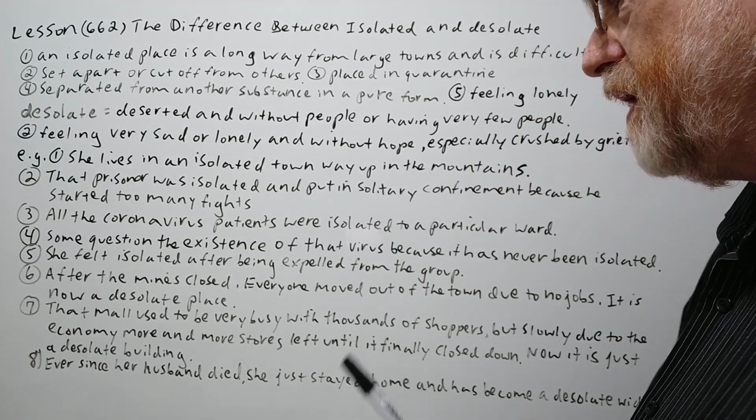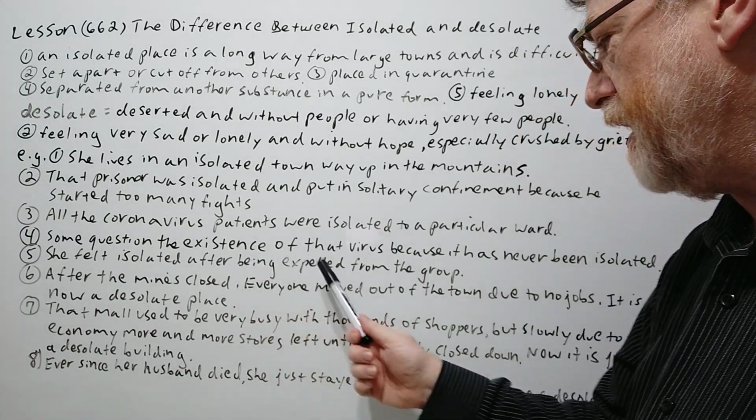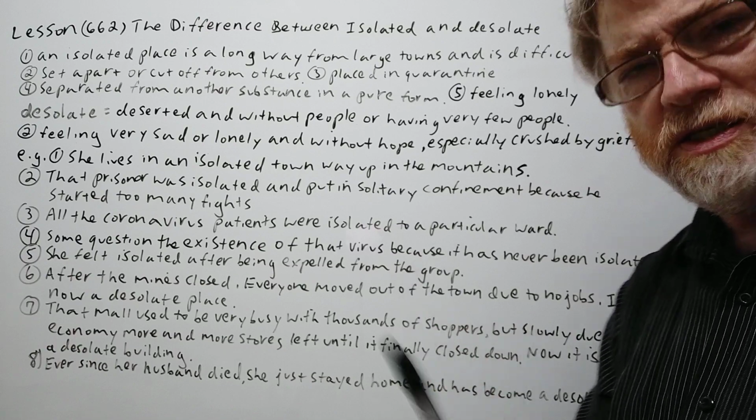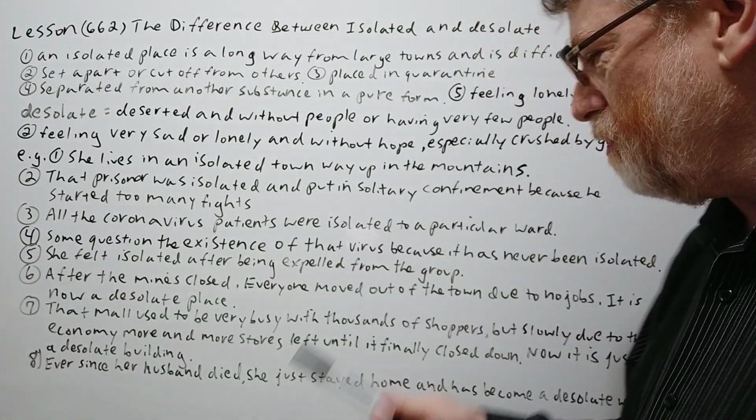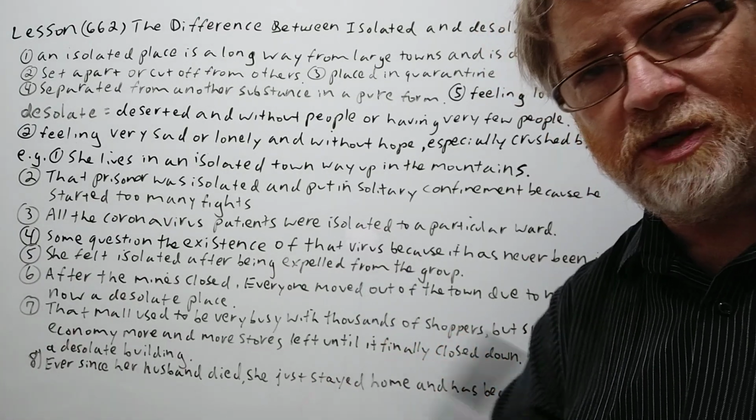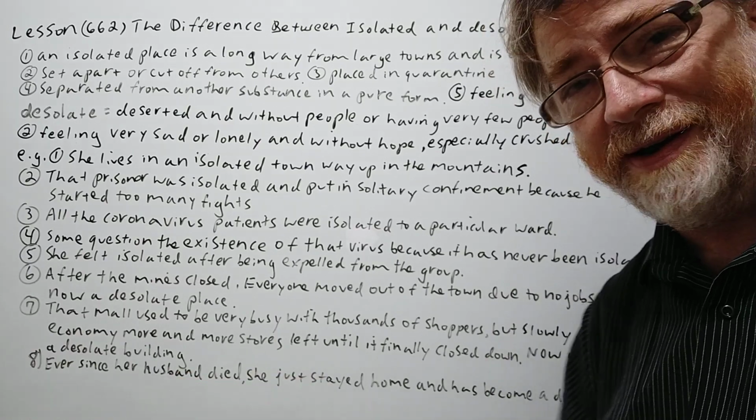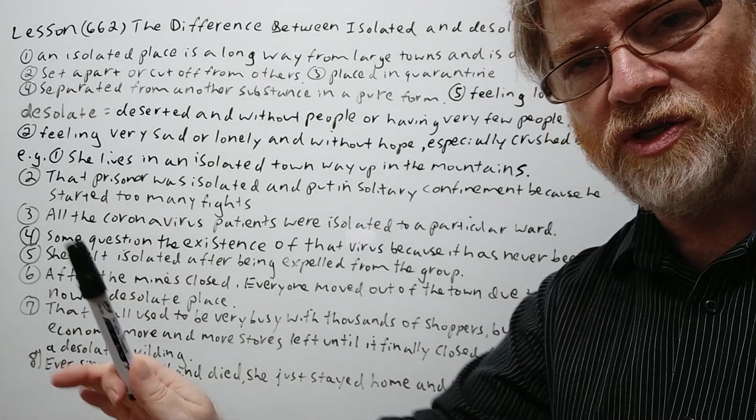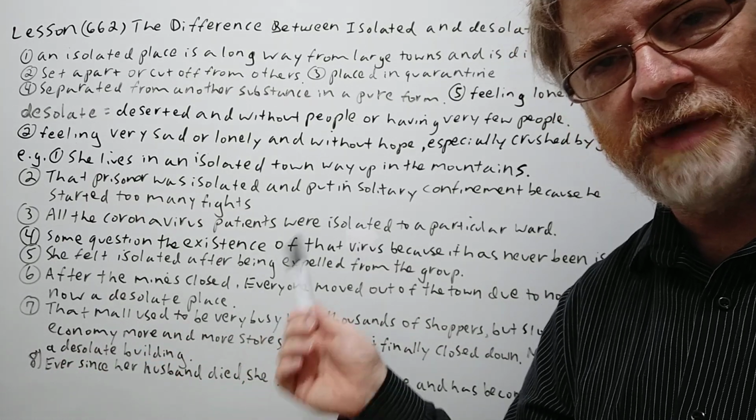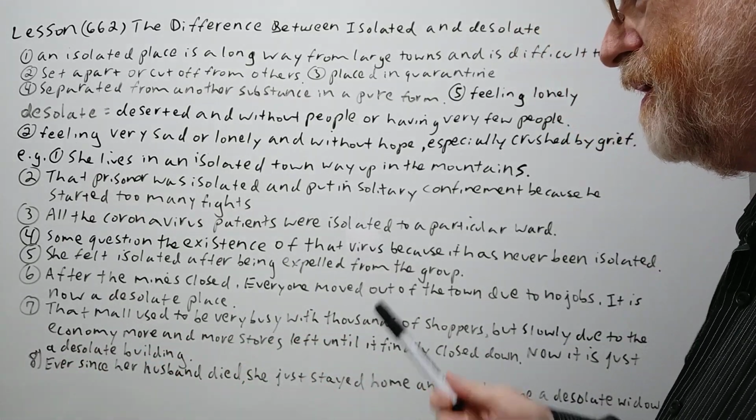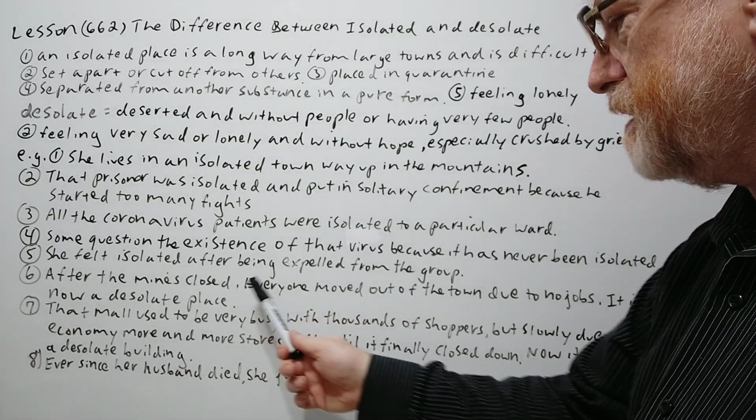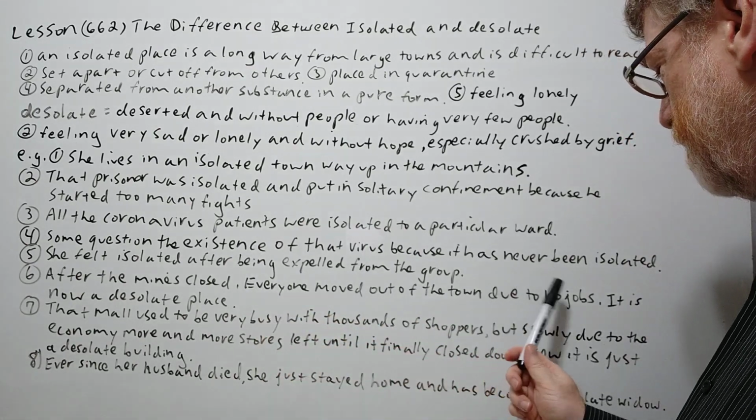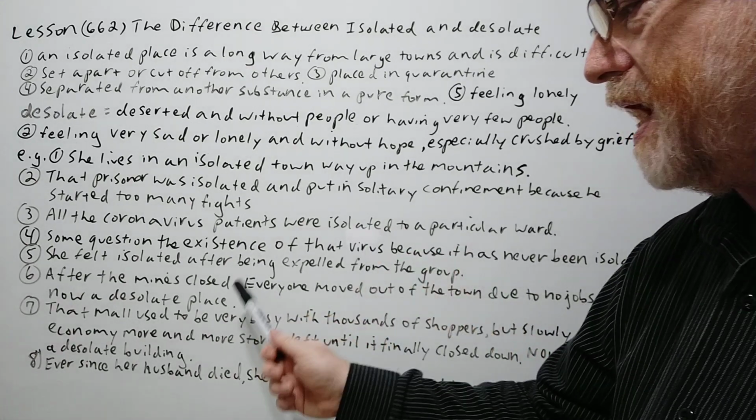Number 5, she felt isolated after being expelled from the group. Now this is one about being lonely. Although I wouldn't say it's totally without hope because you probably could do other things and go on to other things. But at least for the time being, you're not very happy because you're forced to be away from this group that you used to be part of. Number 6, after the mines closed, everyone moved out of the town due to no jobs. It is now a desolate place.